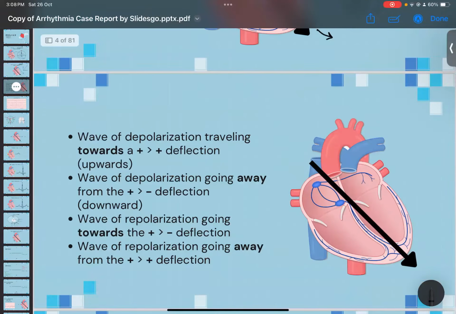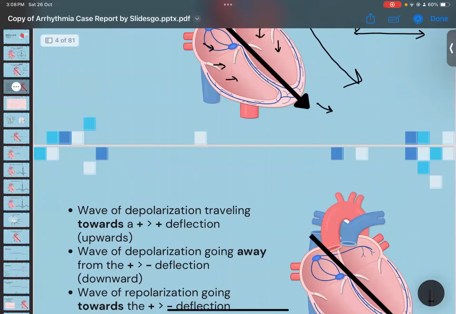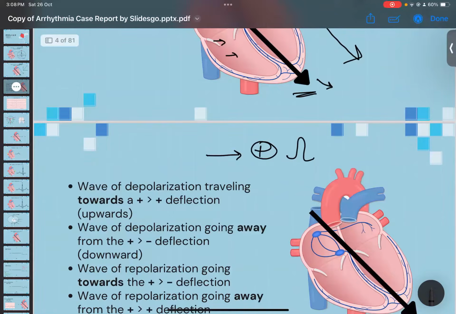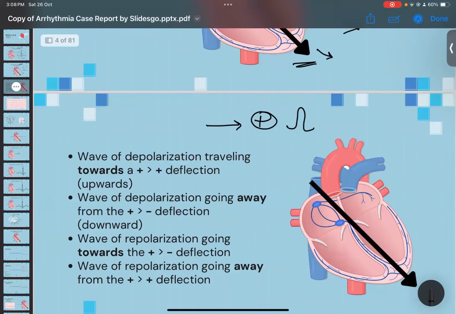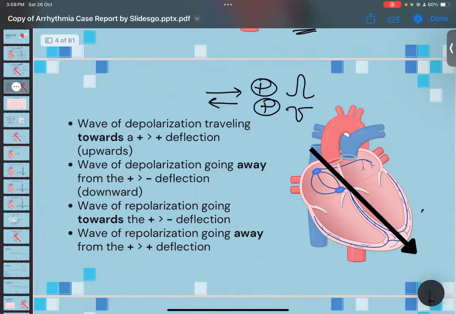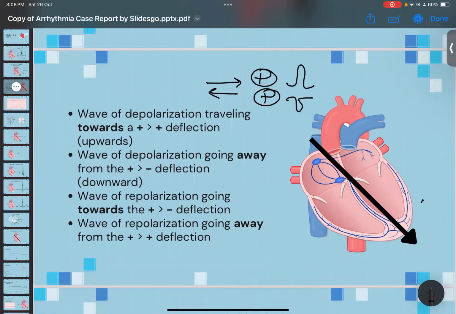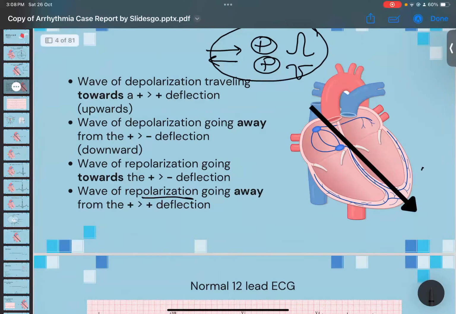Now, this summation vector is a wave of depolarization. If this vector moves towards a positive electrode, it's going to show as a positive or upward deflection. If this same vector is going away from the positive electrode, it's going to show a downward or negative deflection. By depolarization, I mean a wave where your cells are in an active state of contraction. This rule applies to a wave or vector of depolarization. It's not the same for a vector of repolarization.